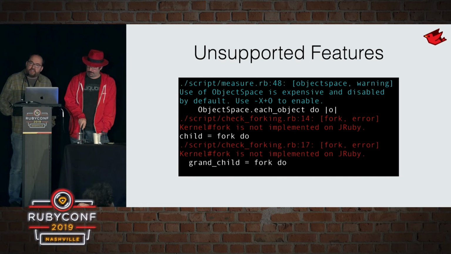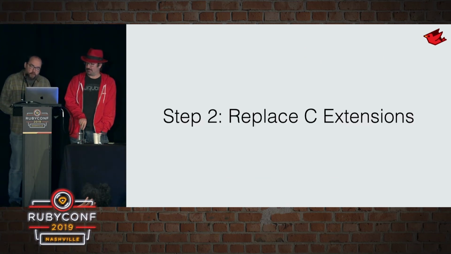For optional features that we decided to turn off for performance reasons, it'll tell you about those and how you can turn them on. For things that we don't support, there's not too many of those, but fork is something we'll never support. I know, never say never, but we'll never support fork. And at some point, you have to start dealing with native C extensions.